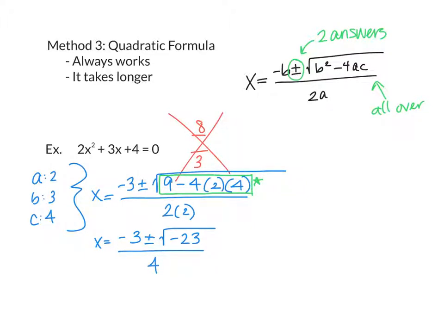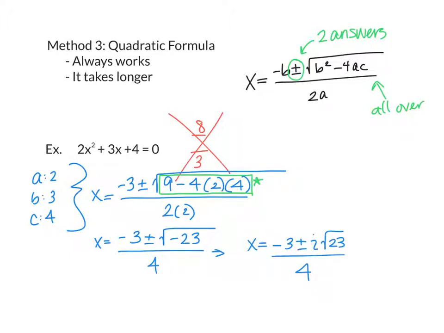Now, sometimes this can get long because that square root is something that we need to simplify, where we take out a positive root and then do some work. We'll practice with some of those together. But here, the only simplification we can do is take that negative out. So I'm going to do that. So this is x equals negative 3 plus or minus i square root 23, all over 4.